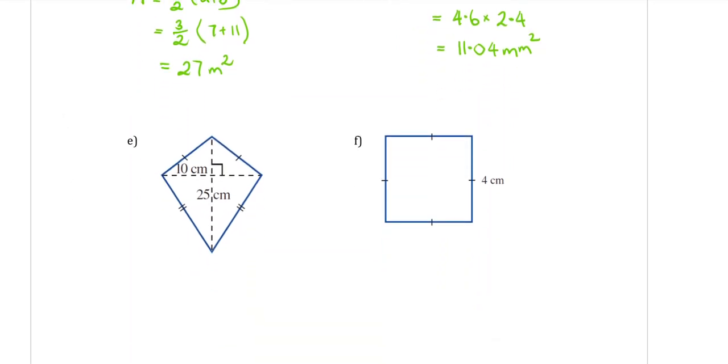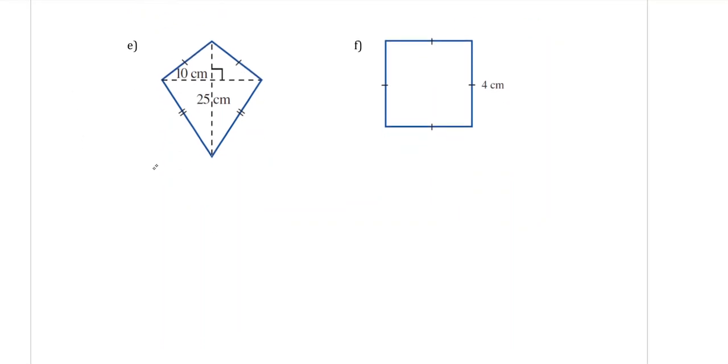Shape E. What is that? A kite. What's its formula? Close. We use X and Y. We don't use B and H because it's not a base and a height, which is what we use for our rectangles. So we don't want to get those confused. So X and Y represent the diagonals. Okay, so that's going to be the 10 and the 25. So half times 10 times 25. What does that equal? That's right. Centimetres squared.